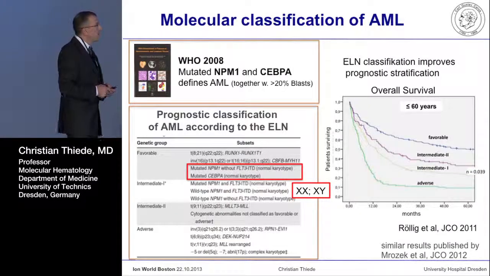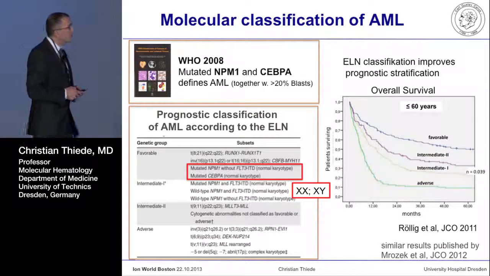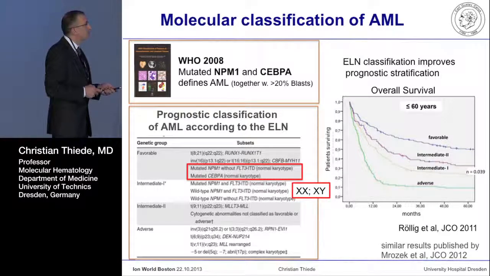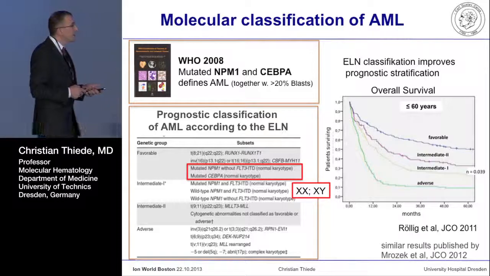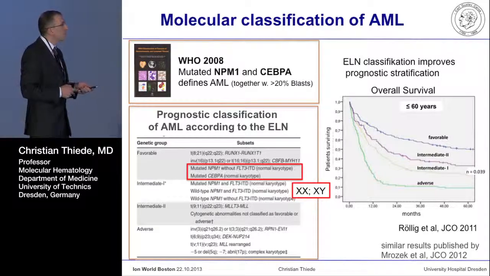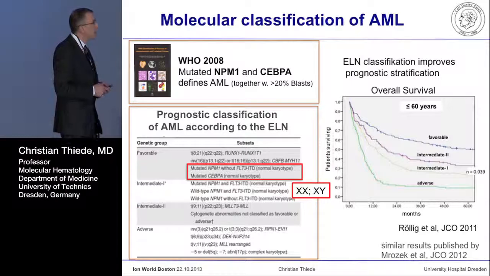This information is already within the clinic, so we are using it on a clinical scale. The WHO, within the most recent release of the Blue Book, included alterations like nucleophosmin 1 mutations or CEBPA mutations as disease-defining if they are present within a certain blast range. So the presence of these mutations defines a disease as AML.